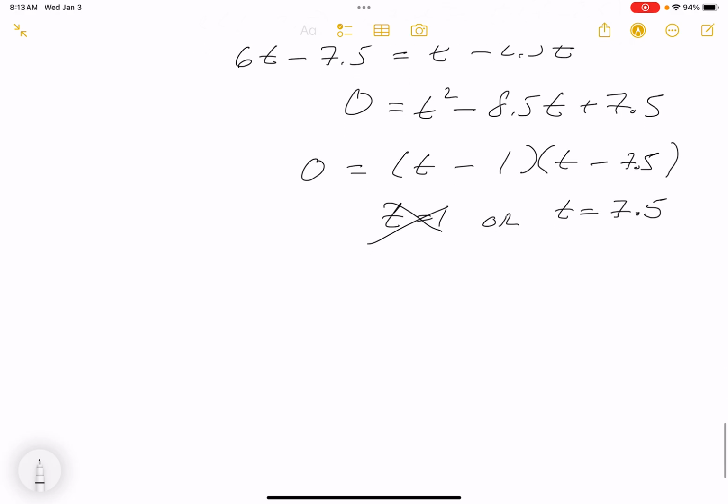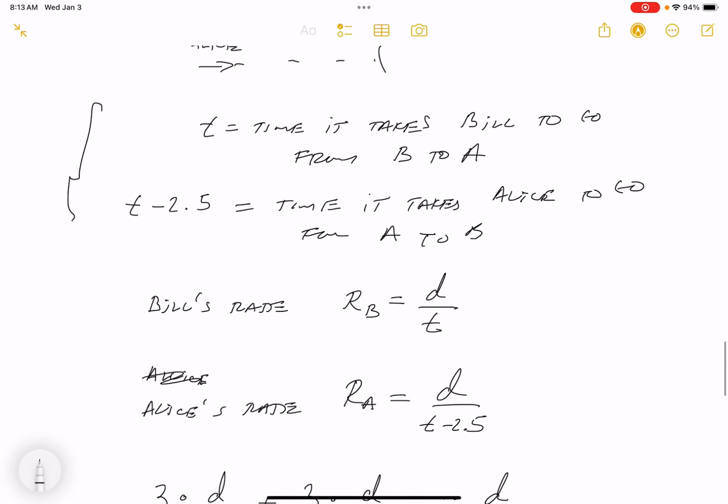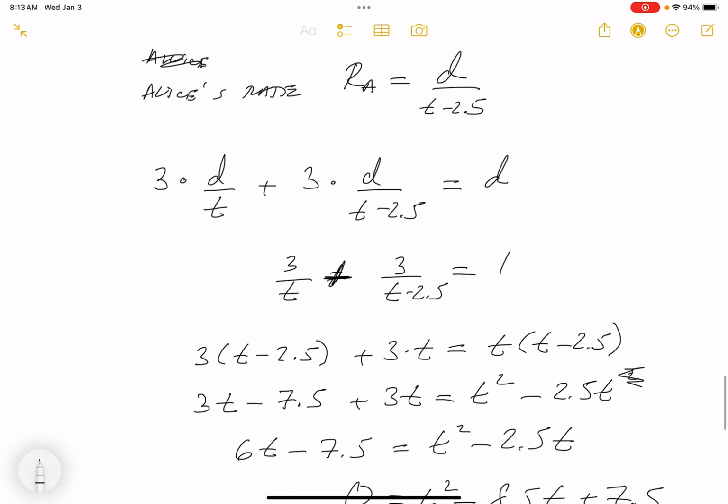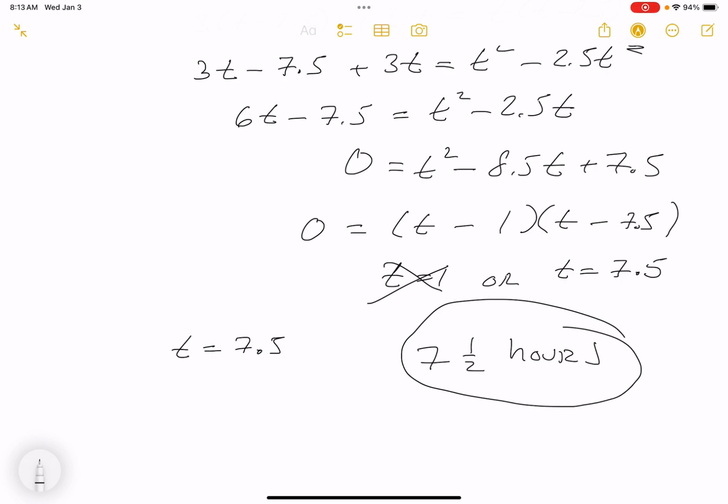So let's take a look. I'm going to say T is 7.5. By the way, I want to go back and read the question, see if I answer the question. And T is the amount of hours. Let me make sure I know about this over here. Yeah, time it takes for Bill to go from B to A. How many hours does it take Bill to go from B to A? I'm going to say 7.5 hours. That's my answer, by the way.